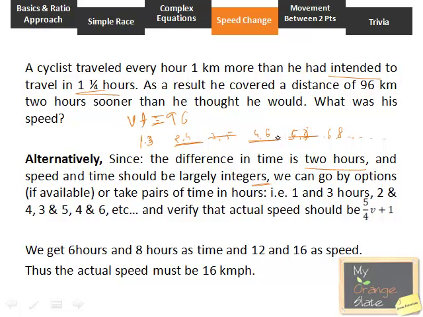If we take 4 and 6 as time, we get 24 km per hour and 16 km per hour. Now 16 into 5 by 4 plus 1, this is only 21. 6 and 8 hours gives us 16 km per hour and 12 km per hour. Now 12 into 5 by 4, this is 15, plus 1 is 16. This is the answer. And we get V is equal to 16 km per hour.